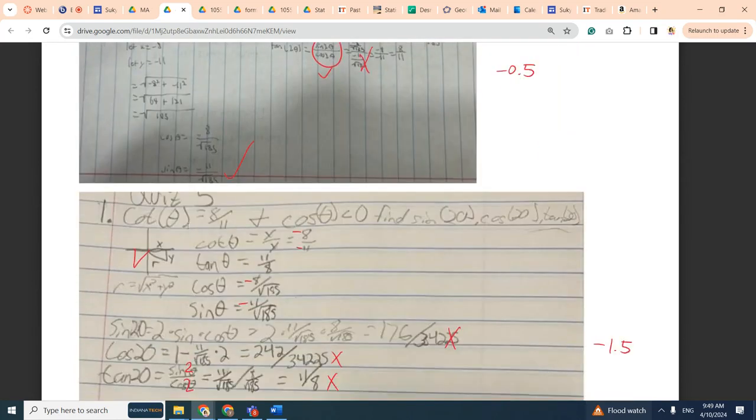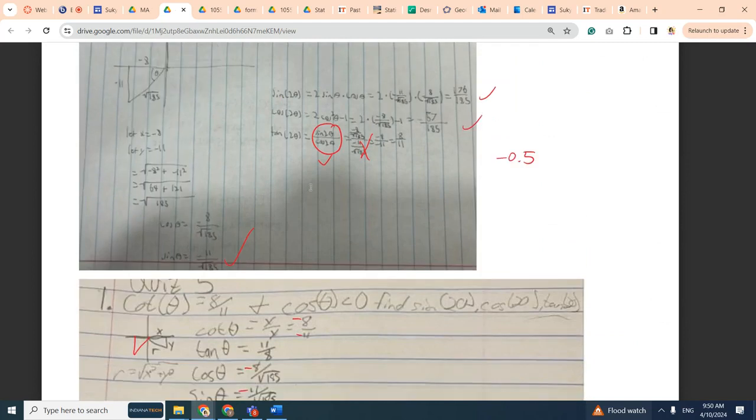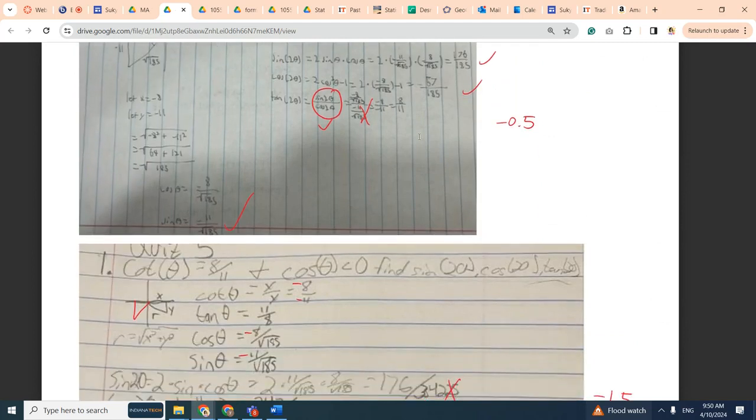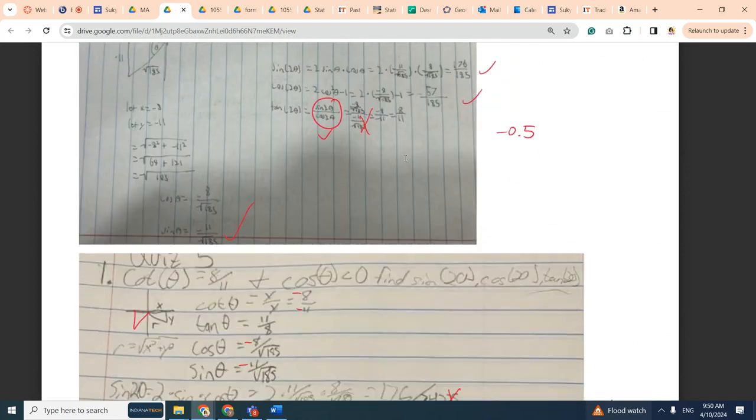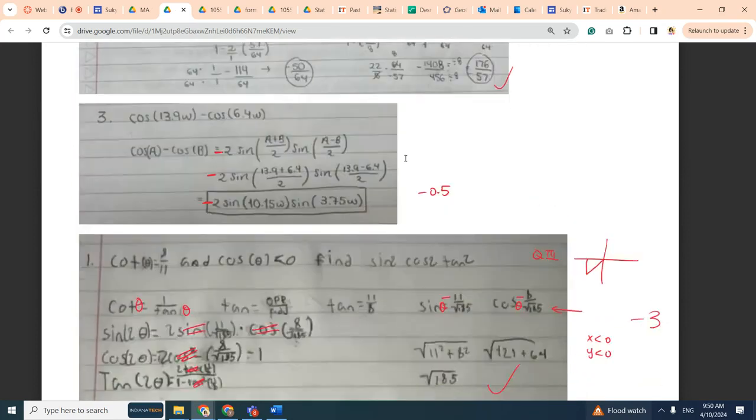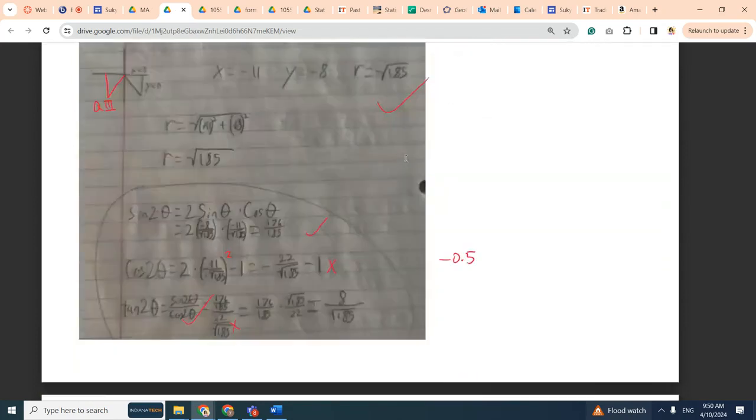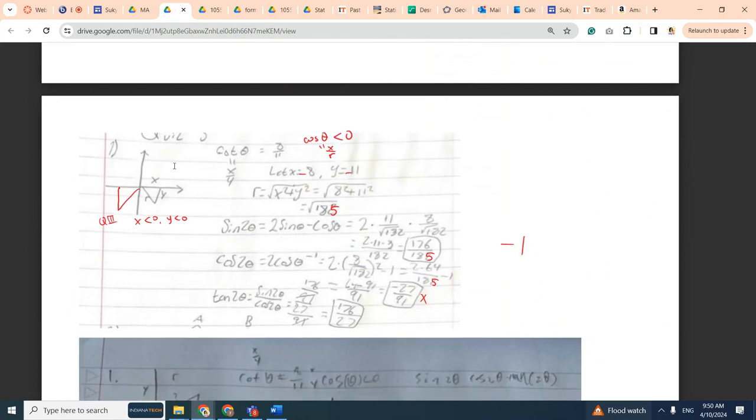And small mistakes, tangent 2 theta, sine 2 theta over cosine 2 theta, but then put the wrong number. Okay. So all the mistakes are on the website. Please take a look, learn from it.